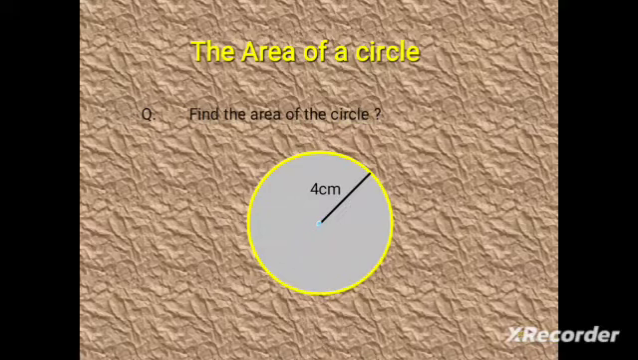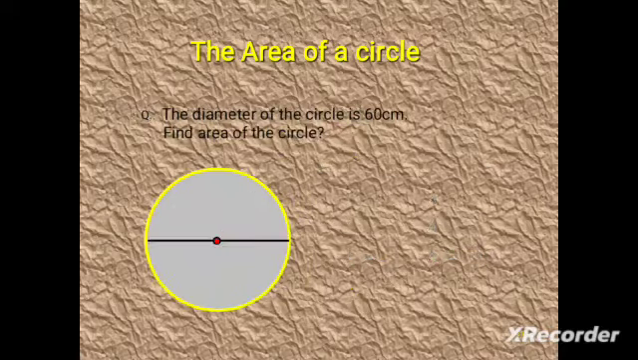Now let's use that formula to answer some of the questions. Find the area of the circle, and the circle is of radius 4 centimeters. With the formula pi r squared, we substitute pi. You can use any, so pi times 4 squared, you'll get area to be 50.26 square centimeters.